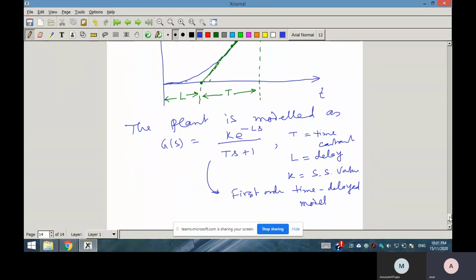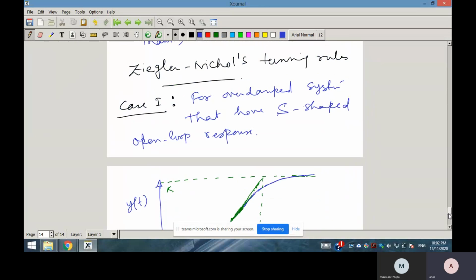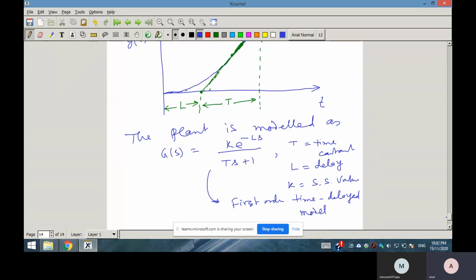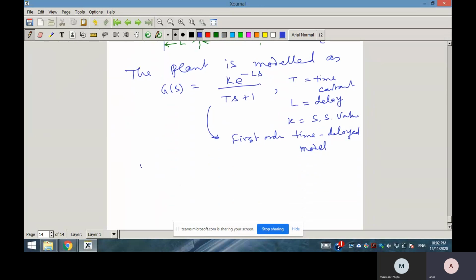So that means if a system has S-shaped kind of characteristics, then it is modeled first as first order. The system model may be higher order, or maybe it is unknown, but the input output response is known, and the input output response has S-shaped kind of characteristics. Then you can model it like this, and consequently your tuning rule is like this. So what is the tuning rule? Tuning rule is like this.